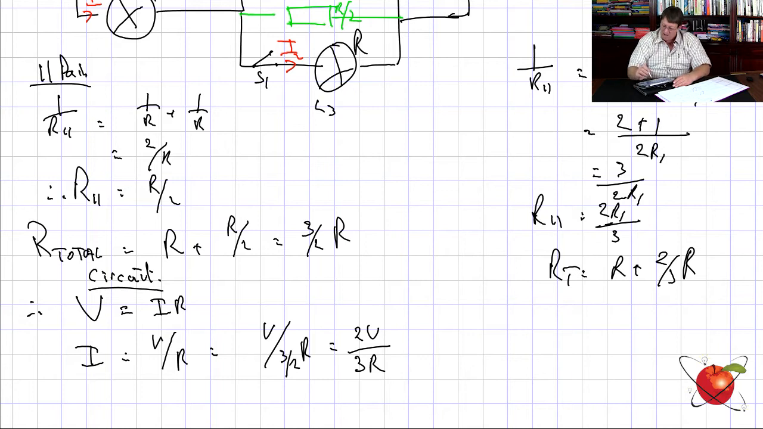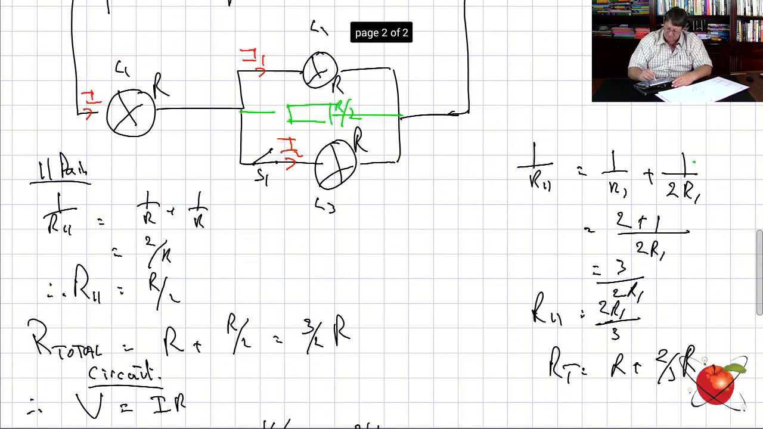That's I. Now let's go back to the circuit, shall we? Change to a red pen. All right. Let's go back to the circuit and put it in. Okay. And we put it in. We say, okay, I over here is equal to 2V over 3R.